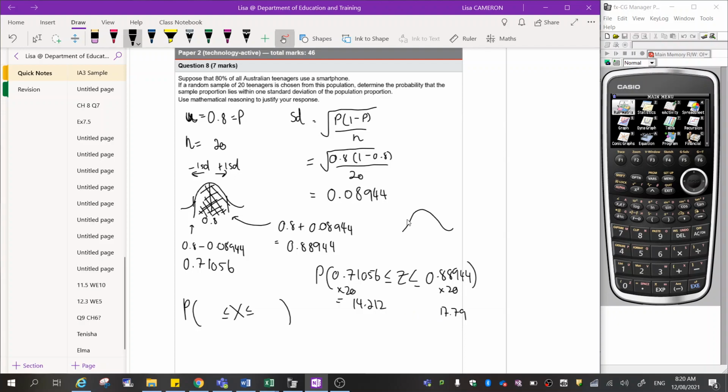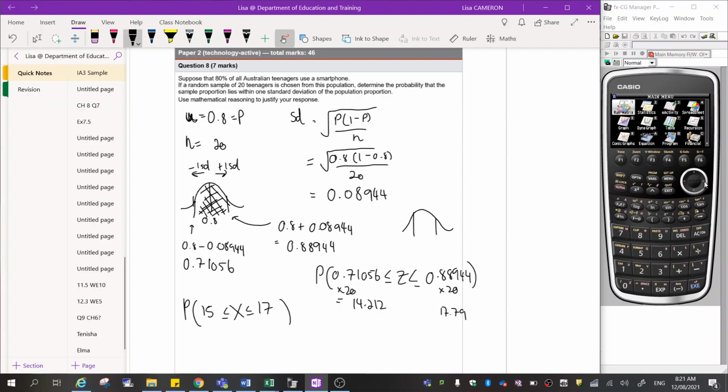So if you're thinking about this, here's the range that I want. There's 14.212. If I choose 14, that's outside, which is why I'm taking the 15 inside. Same thing happens with the 17. I want to take 17, not 18, because it falls outside of the range. So I'm saying now that if I want to calculate the probability that the sample proportion lies within one deviation of the population proportion, this has become a binomial probability question. I'm really trying to determine what is the probability now that I get 15 or 16 or 17 smartphone users.